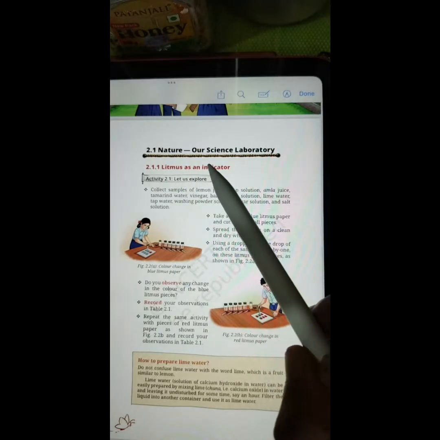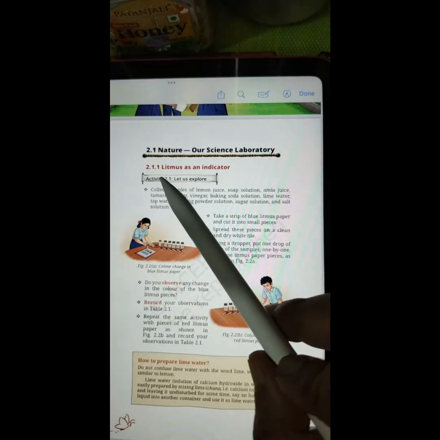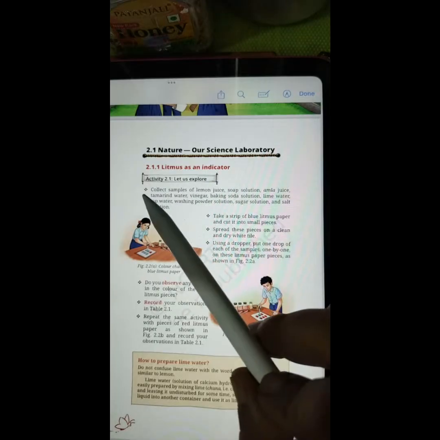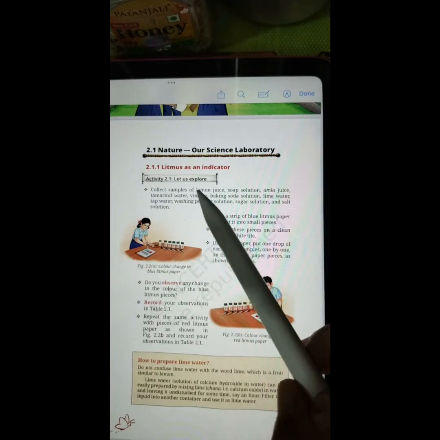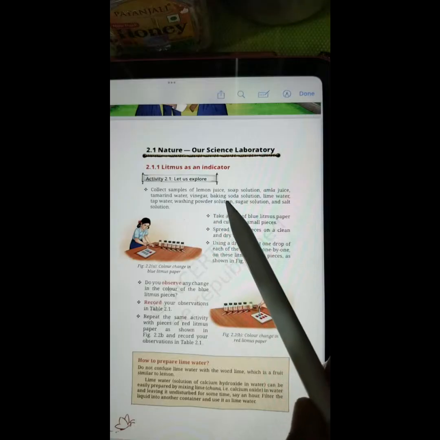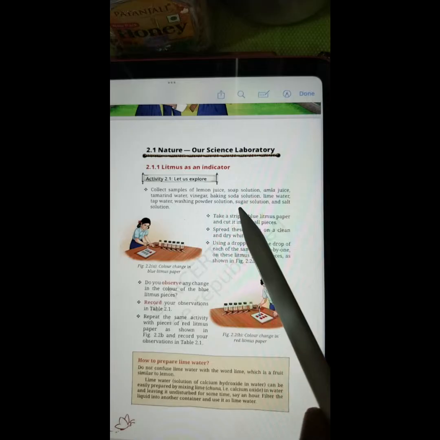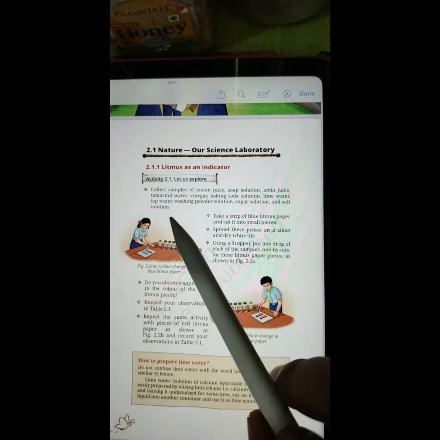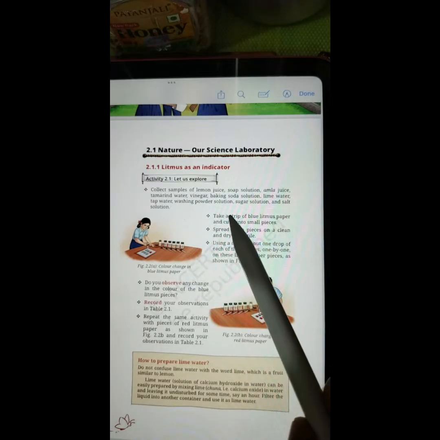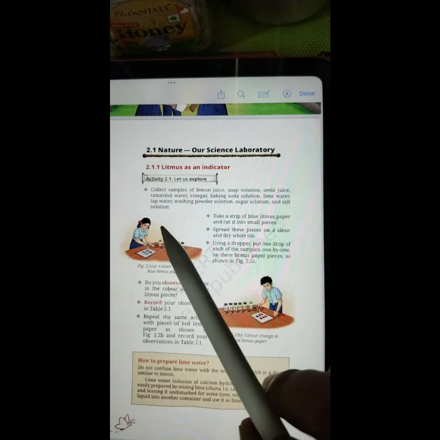2.1 Nature, our science laboratory. 2.1.1 Litmus as an indicator. Activity 2.1: Let us explore. Collect samples of lemon juice, soap solution, amla juice, tamarind water, vinegar, baking soda solution, lime water, tap water, washing powder solution, sugar solution, and salt solution.